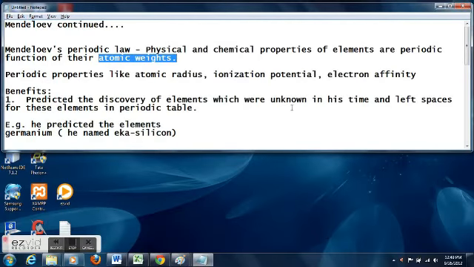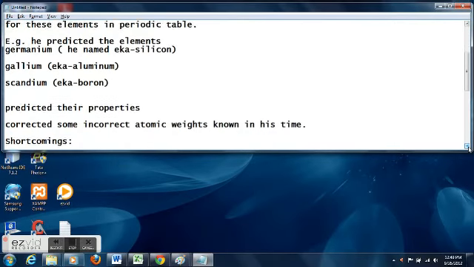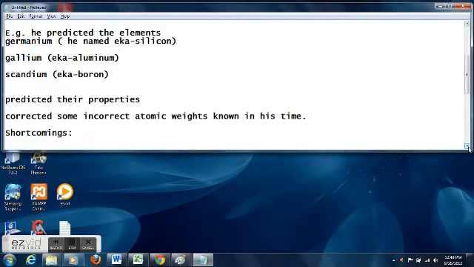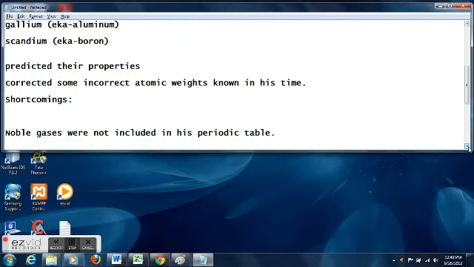And when these elements were discovered, it was really found that yes, these elements were there and they have properties as he predicted. So that gave him huge reputation. And he corrected some of the incorrect atomic weights that were known at his time. Some of the elements' atomic weight were incorrect, and when he designed his periodic table, he corrected their atomic weights.